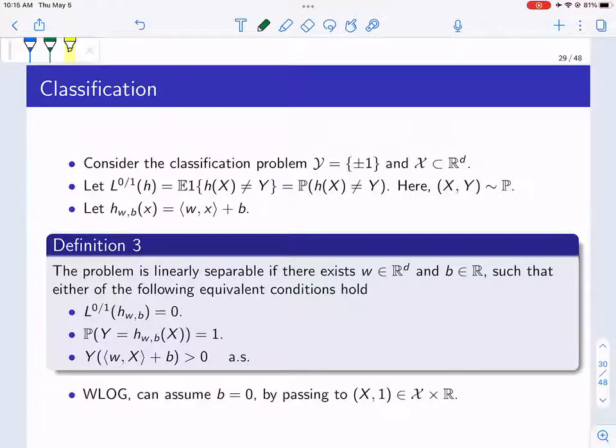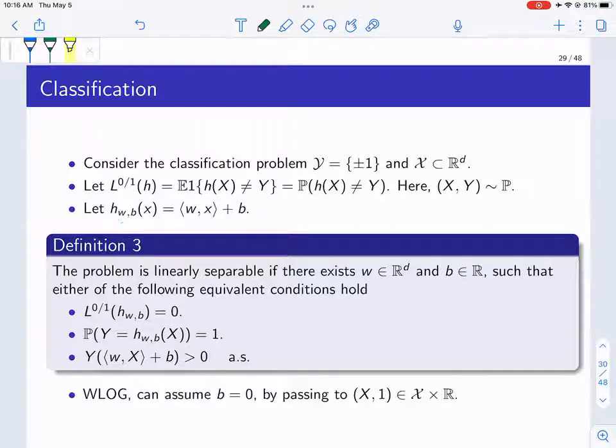And I'm going to use this notation L01 for now to denote the 0-1 loss. It's the expectation of this, if you recall, and this is just the probability of misclassifying a generic sample, where X and Y are from P. And I'm going to use this notation for a general affine function, h of w, b.